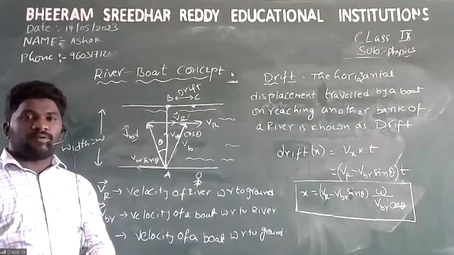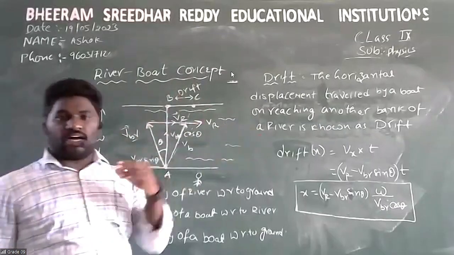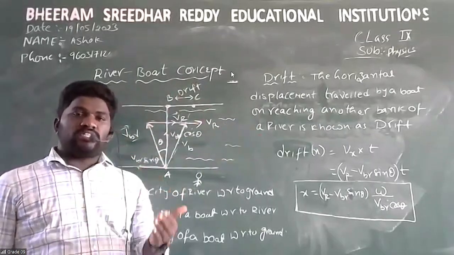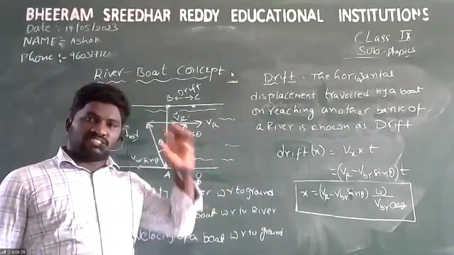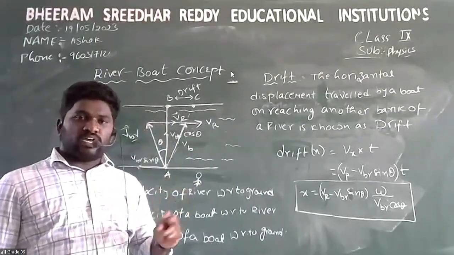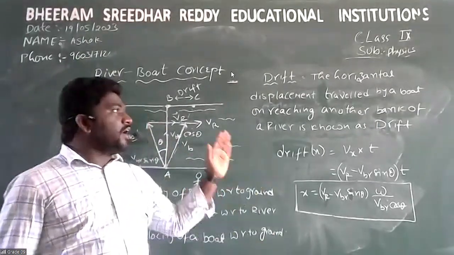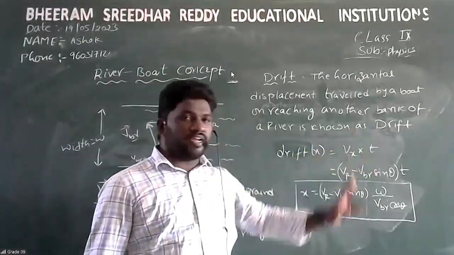Whatever it may be, finally we are using the same formula. At that time, range is equal to horizontal displacement. For that horizontal displacement, we are using the horizontal velocity into time. Here also, for drift, we are using the same concept for a horizontal distance. That is nothing but drift. We are using horizontal velocity into time.